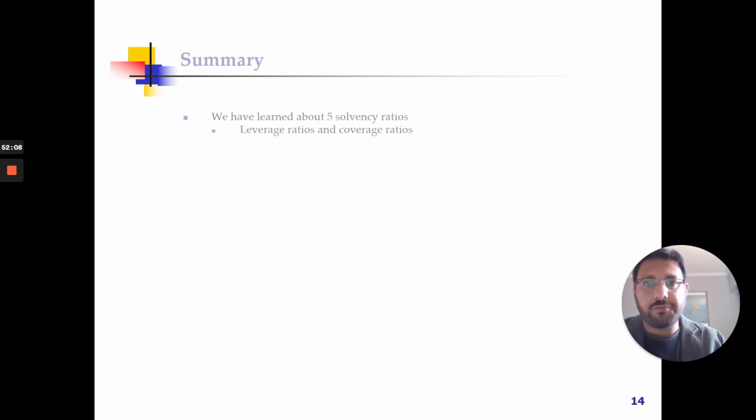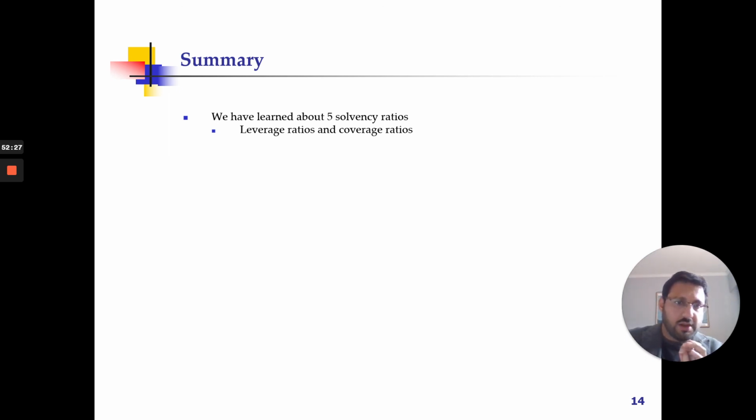And if we see the summary, we have covered the long-term debt paying ability ratios, or the solvency ratios. Under these, we have two groups of ratios: leverage ratios and coverage ratios. Within the leverage ratios, we have three ratios. Within the coverage ratios, we have two ratios. Let me show you my Excel very quickly, and then we will conclude the lecture.